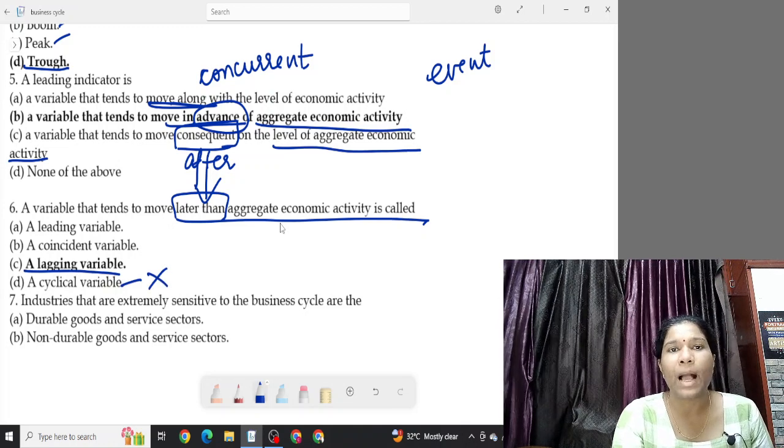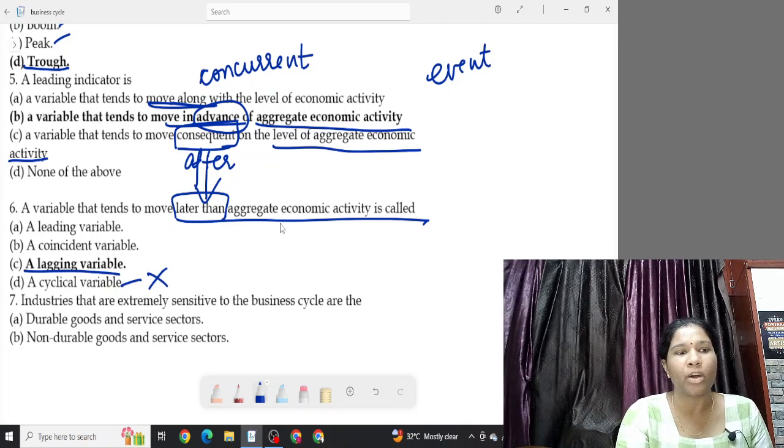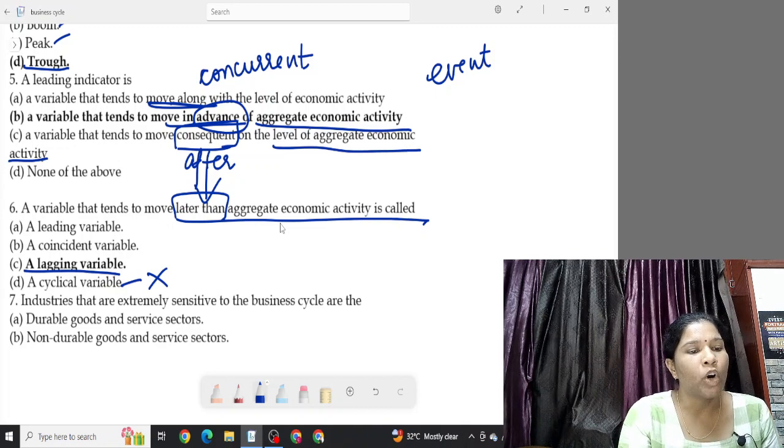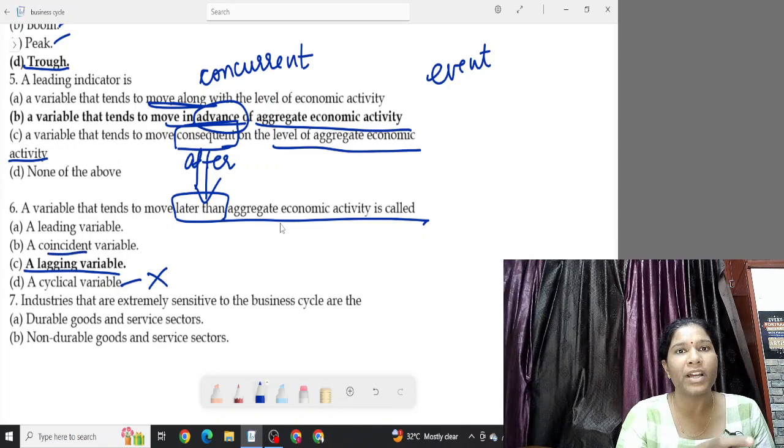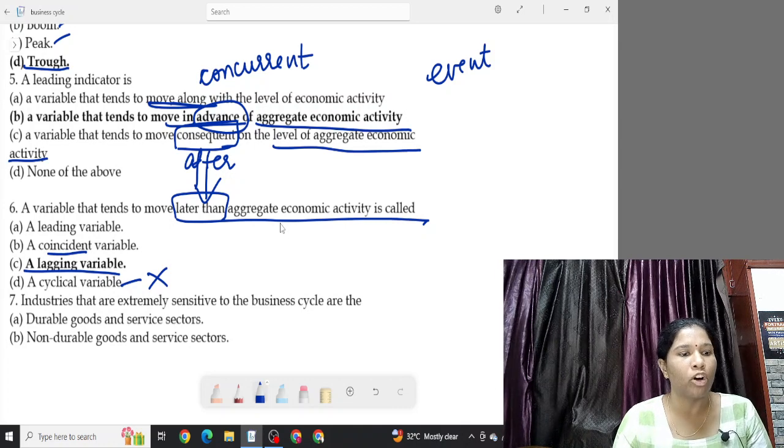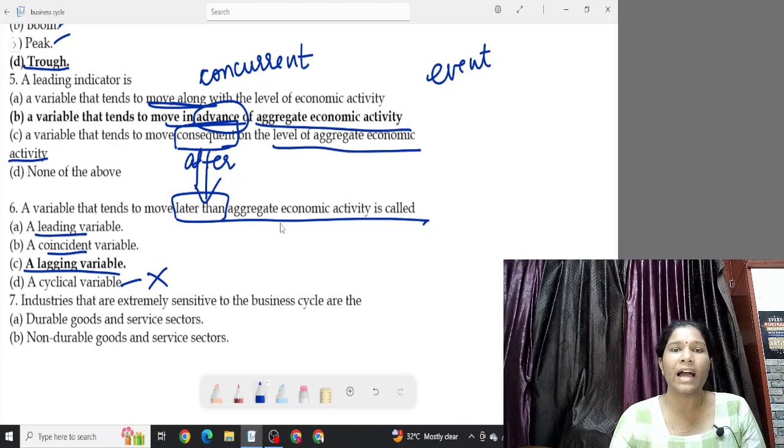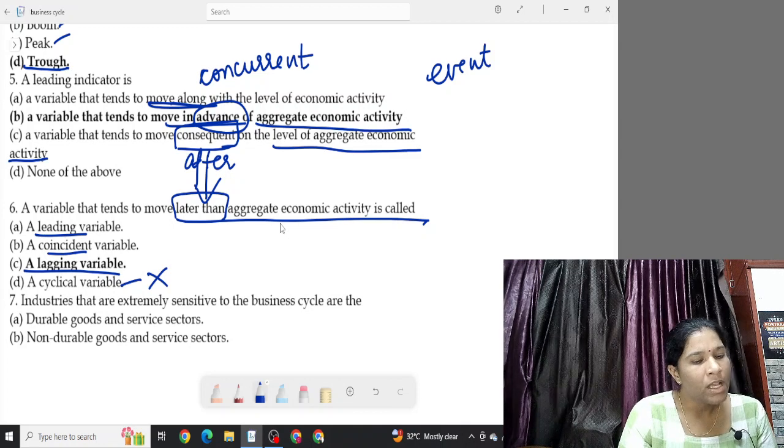So a lagging variable moves only after the aggregate economic activity is done. Coincident or concurrent is when the indicator is moving along. And leading is when you have this advance movement. Okay, so what is the 7th question?